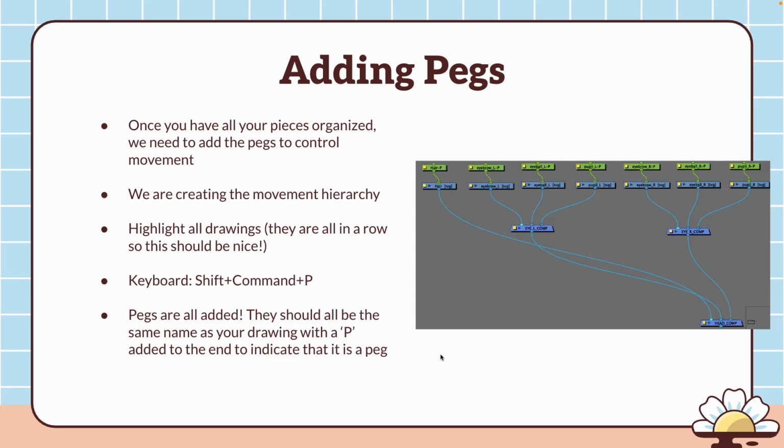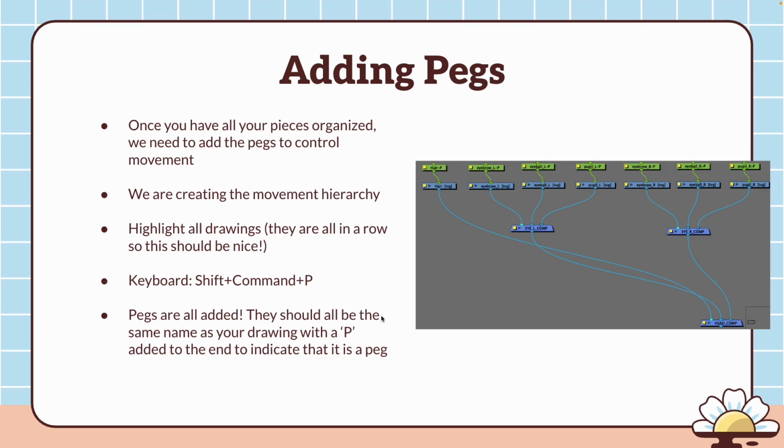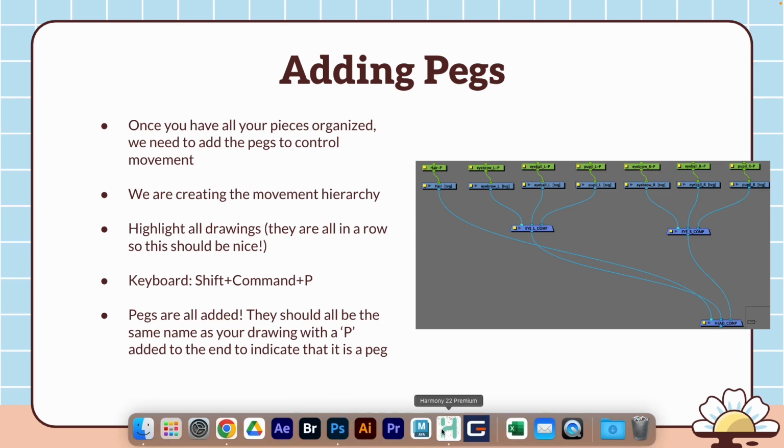To the next step. We are going to add pegs to all this artwork because we don't want to animate the artwork. We want to animate the pegs, right? Okay, so we have all of our artwork organized. Now we want to create this other hierarchy. So it's kind of like the top part, right? All of the things that we're going to animate, and then we're going to group those pegs together.